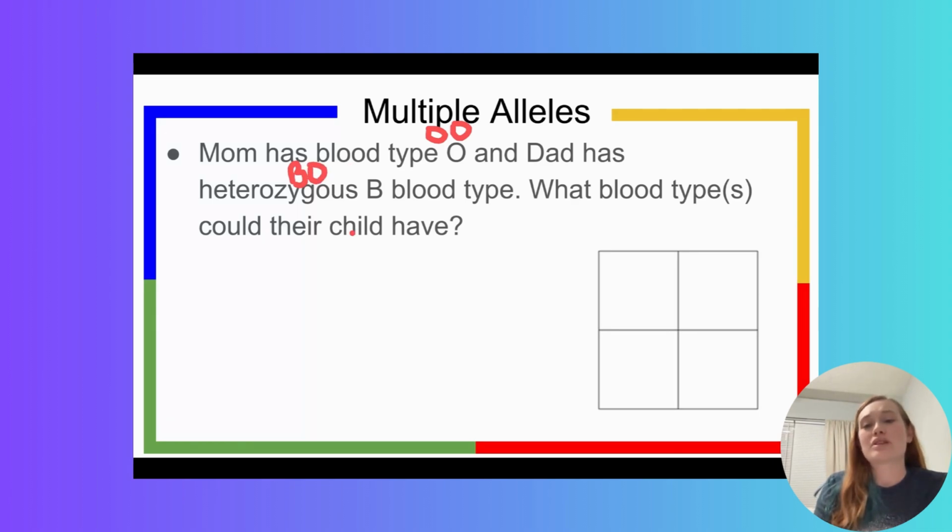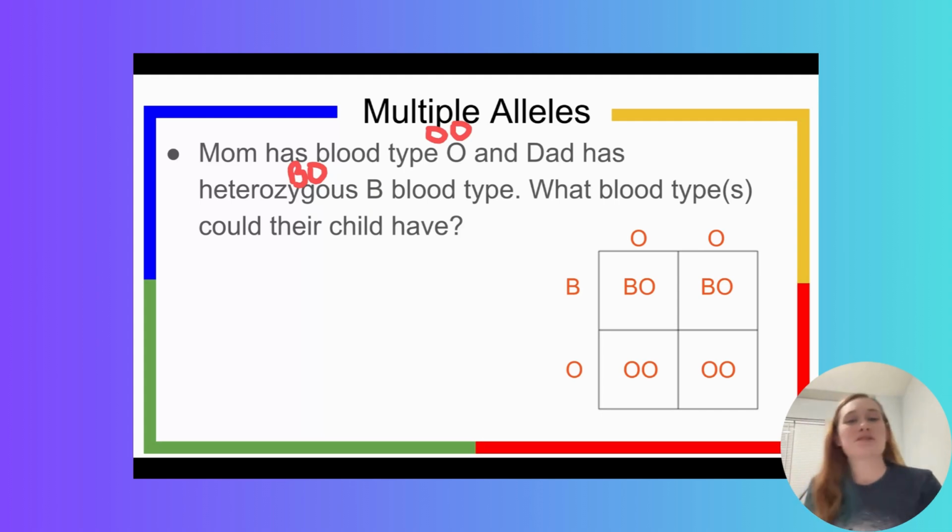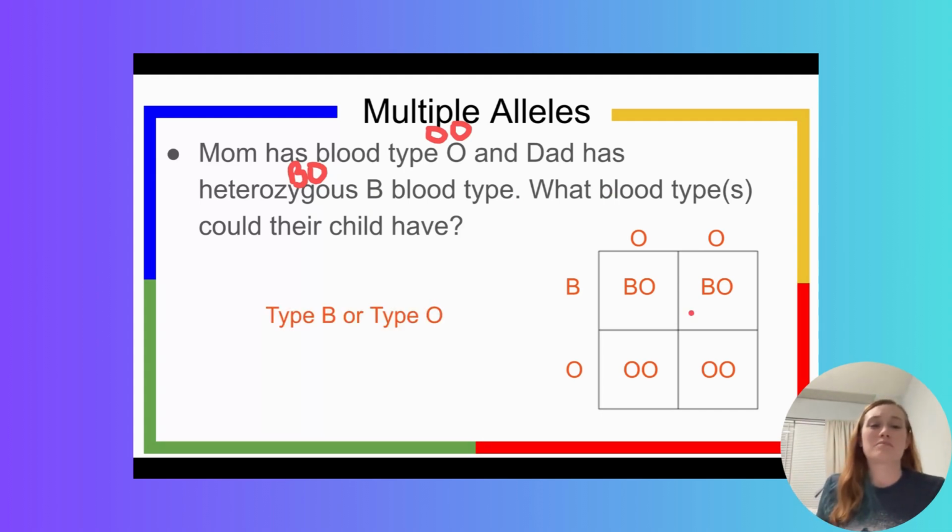Now, again, there are multiple ways you can do this. You can do this with the I's or just with the O's or the B's. This is much easier. If you use the I's, you have to keep carrying it over. So I recommend just using the superscript on the I's because that helps a lot. All right, so mom is OO, dad is BO. Now we're just going to go ahead and fill in the Punnett square. So we have BO, BO, OO, and OO. That means their children can either have type B or type O. So they're heterozygous B or they're blood type O.